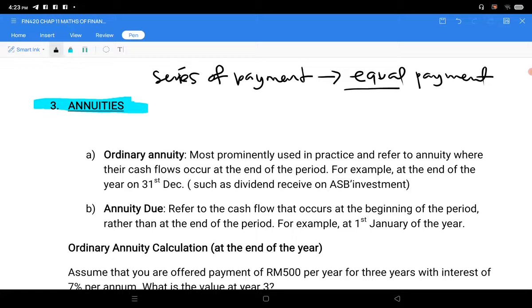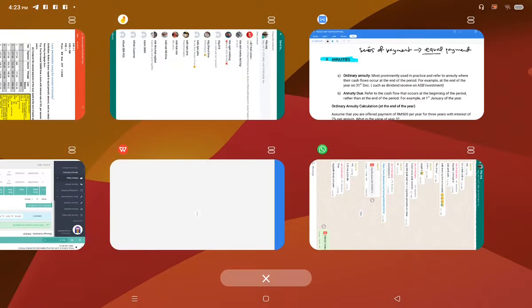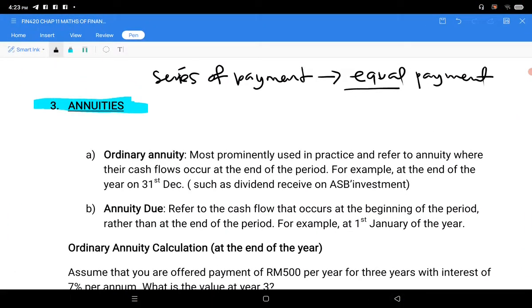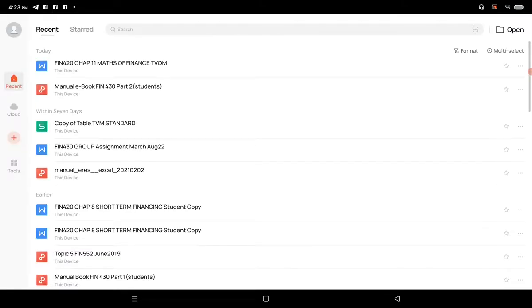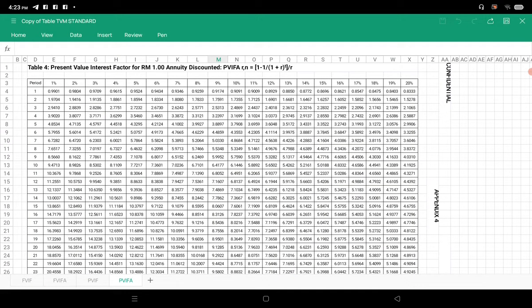So in our calculation, we cannot refer to the single FVIF or PVIF schedule. You kena refer yang ada annuity. If you still recall the schedule that we have learned, one moment. This one, this past week kita dah belajar.